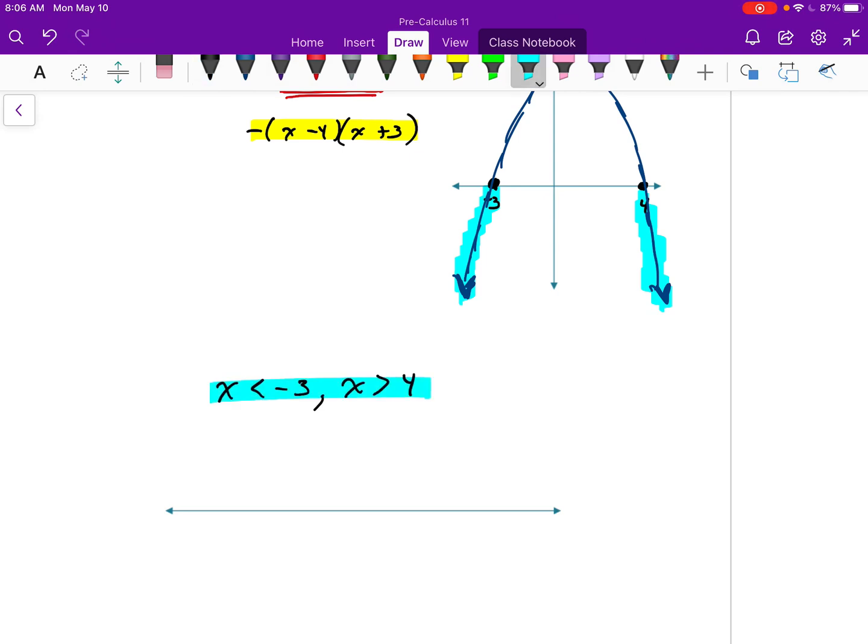Here's my answer algebraically. On a number line, all I need to show, I can show other numbers if I want, but I wouldn't. Just show -3 and 4. Everything less than -3 but not including it, so I have an open circle. Everything greater than 4 but not including it, so again an open circle. There we go.